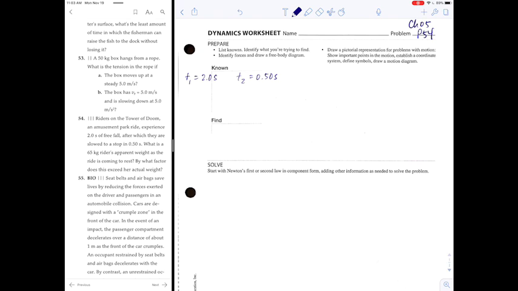What is the 65 kilogram rider? So the mass of the rider is 65 kilograms. That means we know her weight. We know the force of gravity of the Earth on the rider. That's her mass times the gravitational force constant.